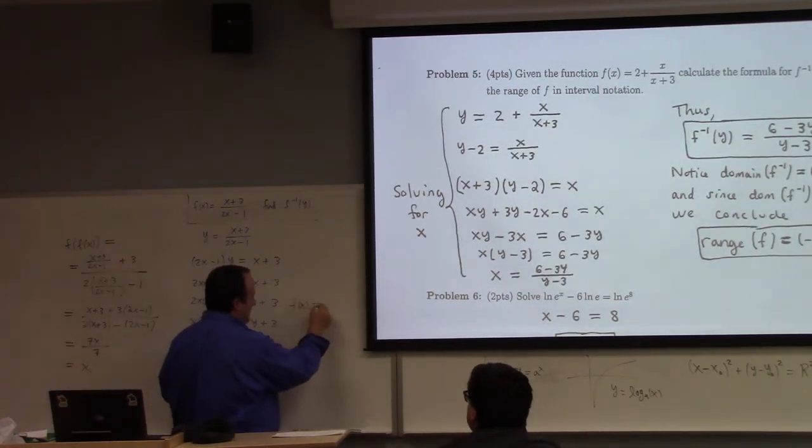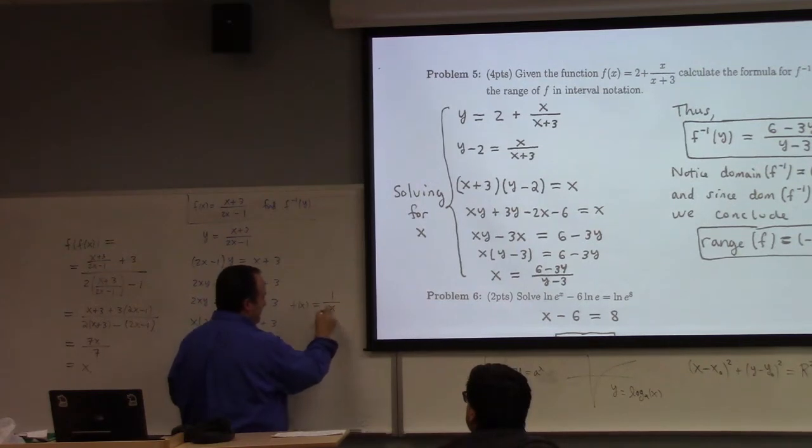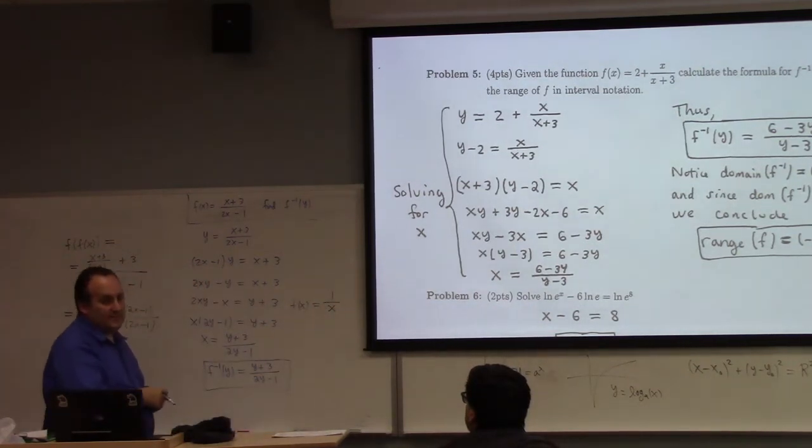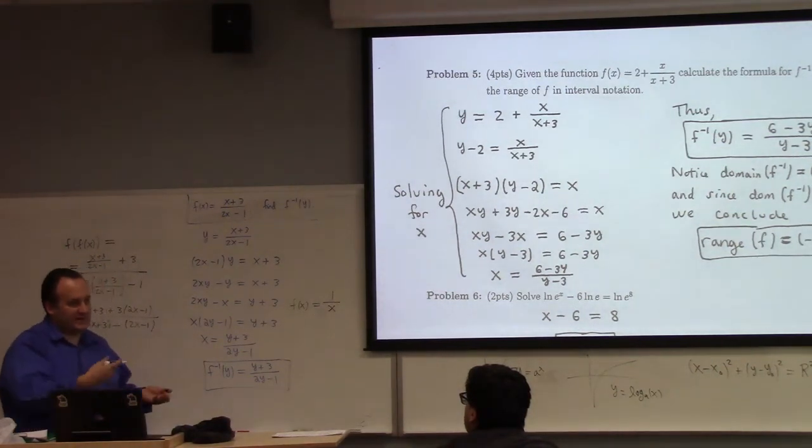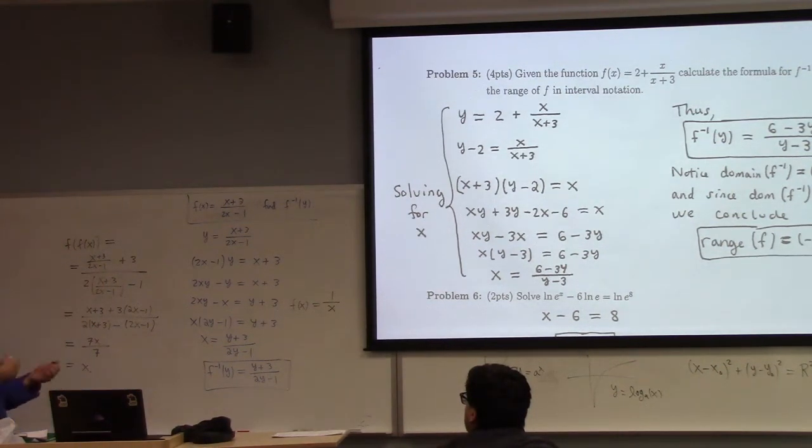The only function I know of, right off the top of my head, that's its own inverse is the reciprocal function. That's its own inverse, because if you take the reciprocal of the reciprocal, you get back where you started. That's an inverse function which is the function itself.